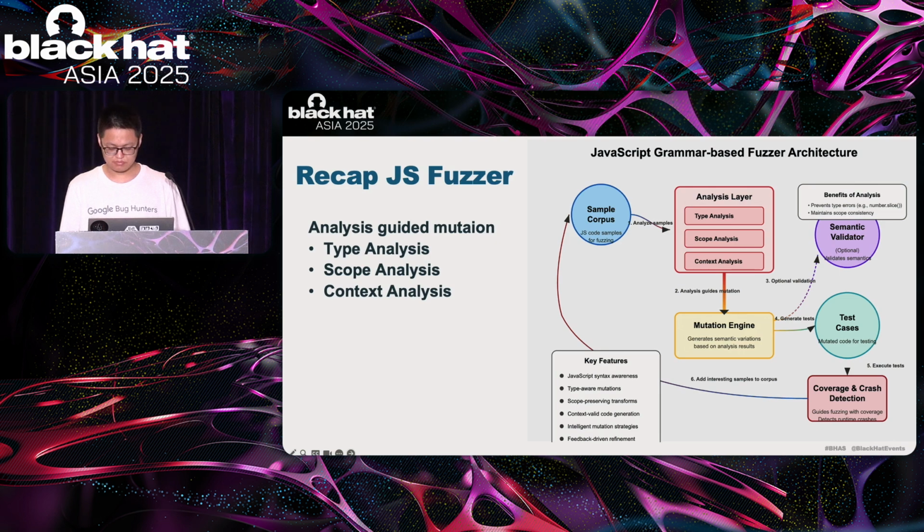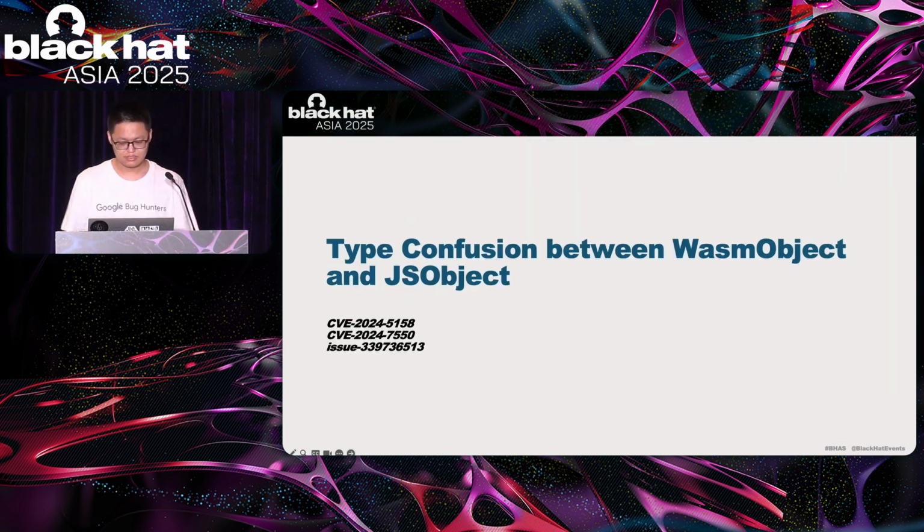With this foundation in place, let's dive into the first core part of our research: type confusion between WebAssembly and JavaScript objects. This vulnerability pattern has not only been discovered by us, but has also appeared in the wild and in CTF. Our research uncovered two high-risk vulnerabilities, both caused by type confusion between WebAssembly and JavaScript objects.